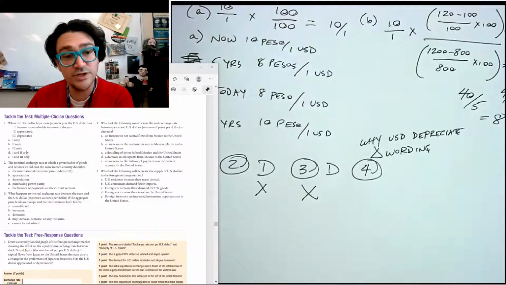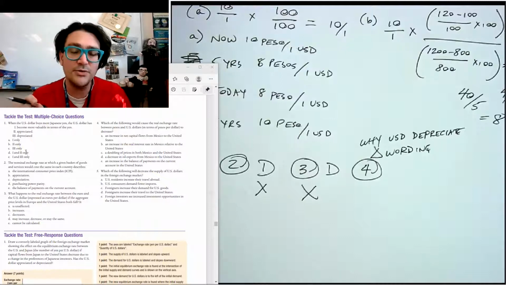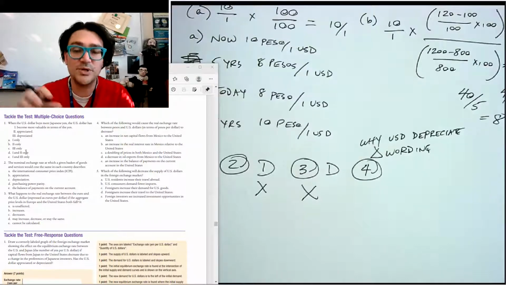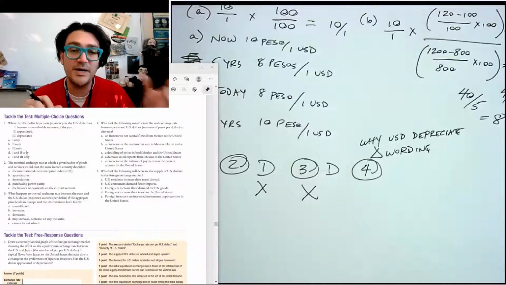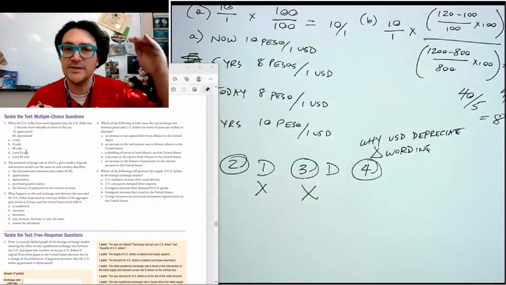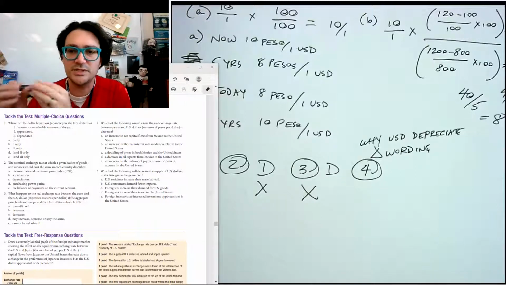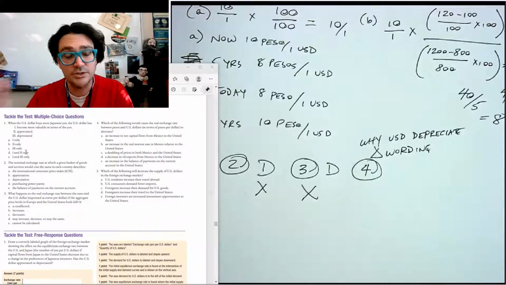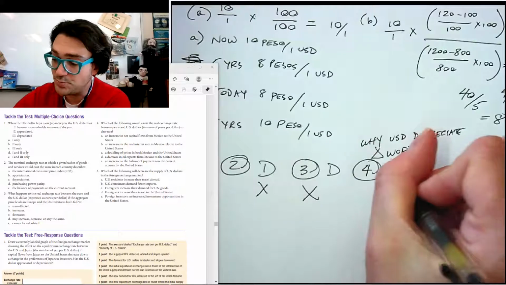B, an increase in the real interest rate in Mexico relative to the United States. That would cause the dollar to depreciate because the dollars would be moving to Mexico, causing there to be more of a supply in the foreign exchange market in order to buy more pesos, in order to buy the Mexican assets that are paying the higher interest rates. And so there's an increase in the supply of dollars, which causes the dollar to depreciate. So B is the correct answer.